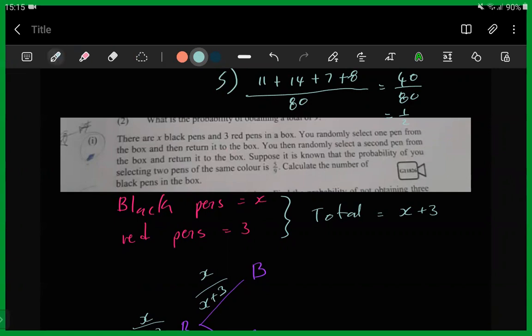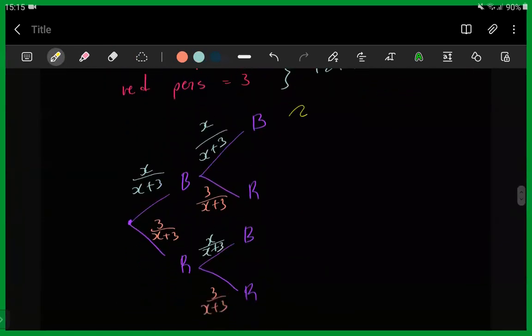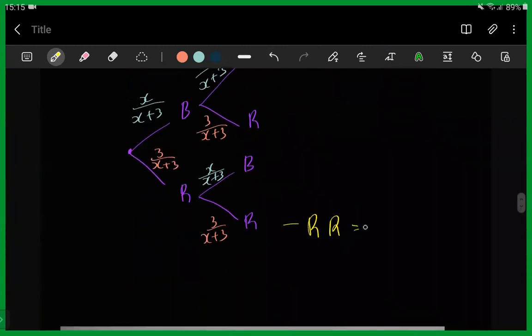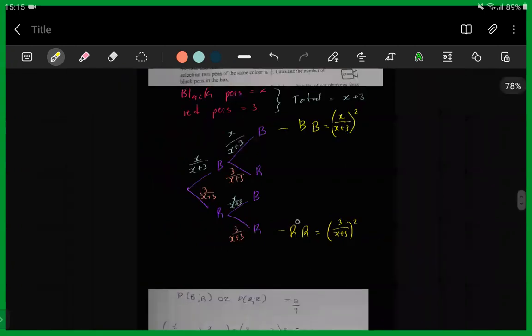of the same color. So before we worry about that, getting 2 pens of the same color, there's only 2 options. You're either going to get a black and then a black, or a red and then a red. The probabilities of that happening, you have to multiply those probabilities, right? So it's basically X over X plus 3 squared, because you multiply them together. Same here. This is going to give you 3 over X plus 3 squared, because you have to multiply this and this. That's the probability of getting red and red.